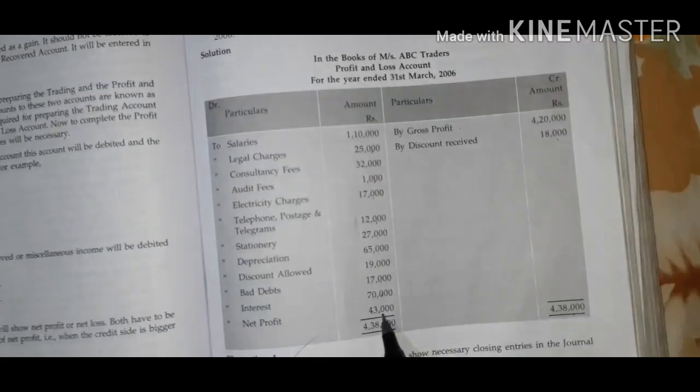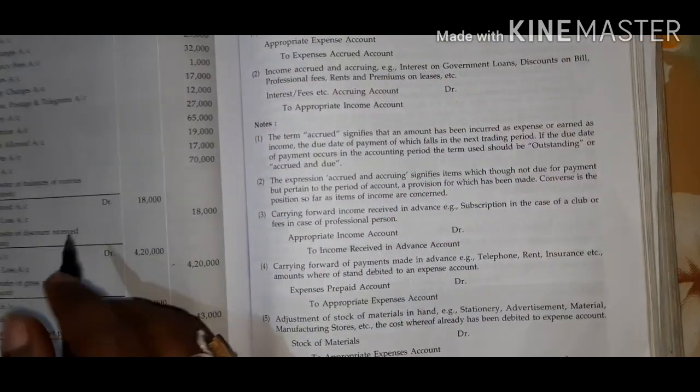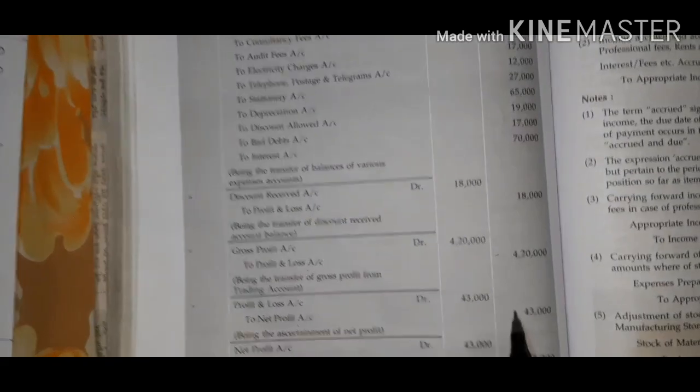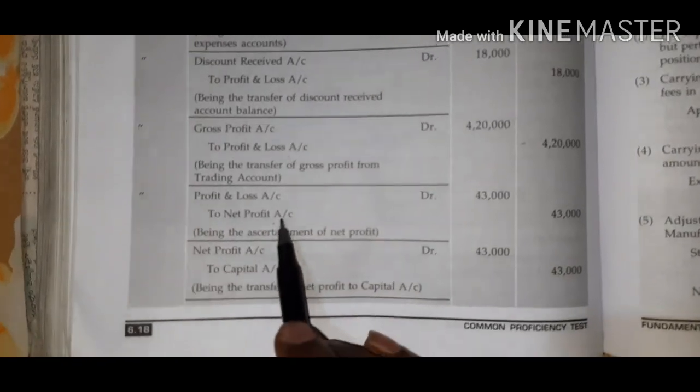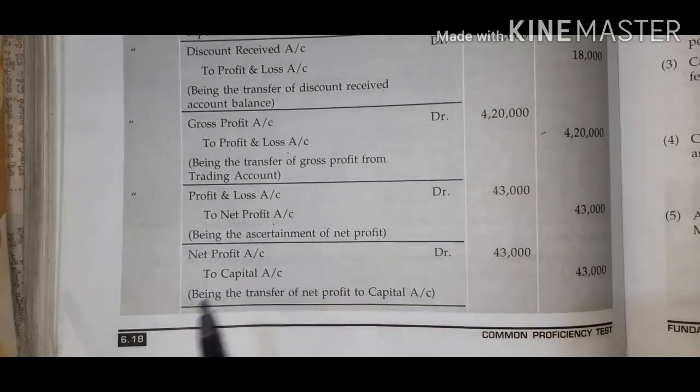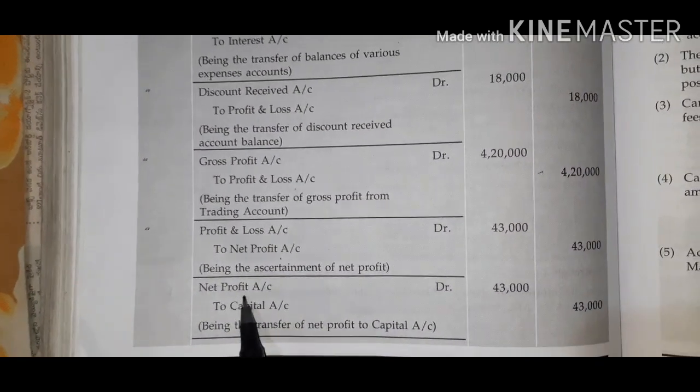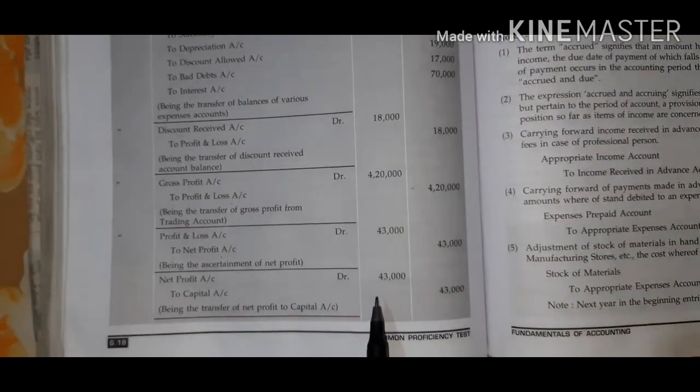Then the entry is profit and loss account debtor to net profit, that is 43,000. And this net profit here is showing credit balance, and the same will be transferred to capital account. When it is transferred to capital account, it is debited, friends. Then the entry is net profit account debtor to capital account. Such net profit will increase the capital balance.